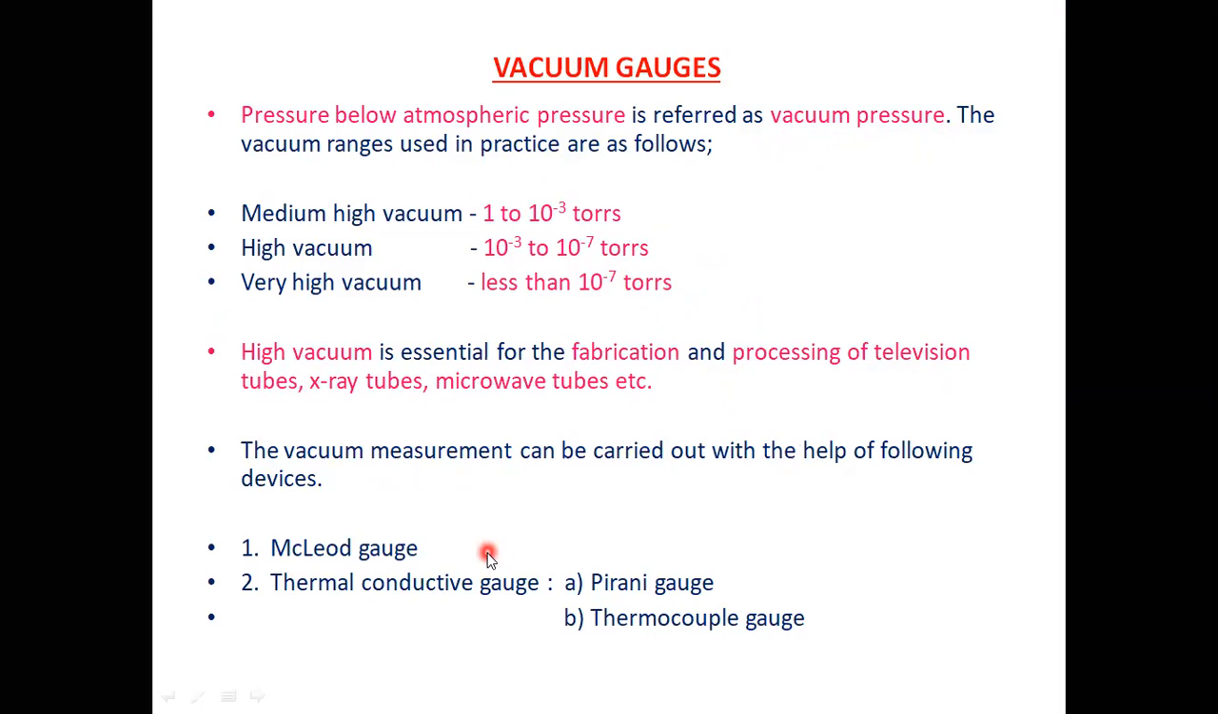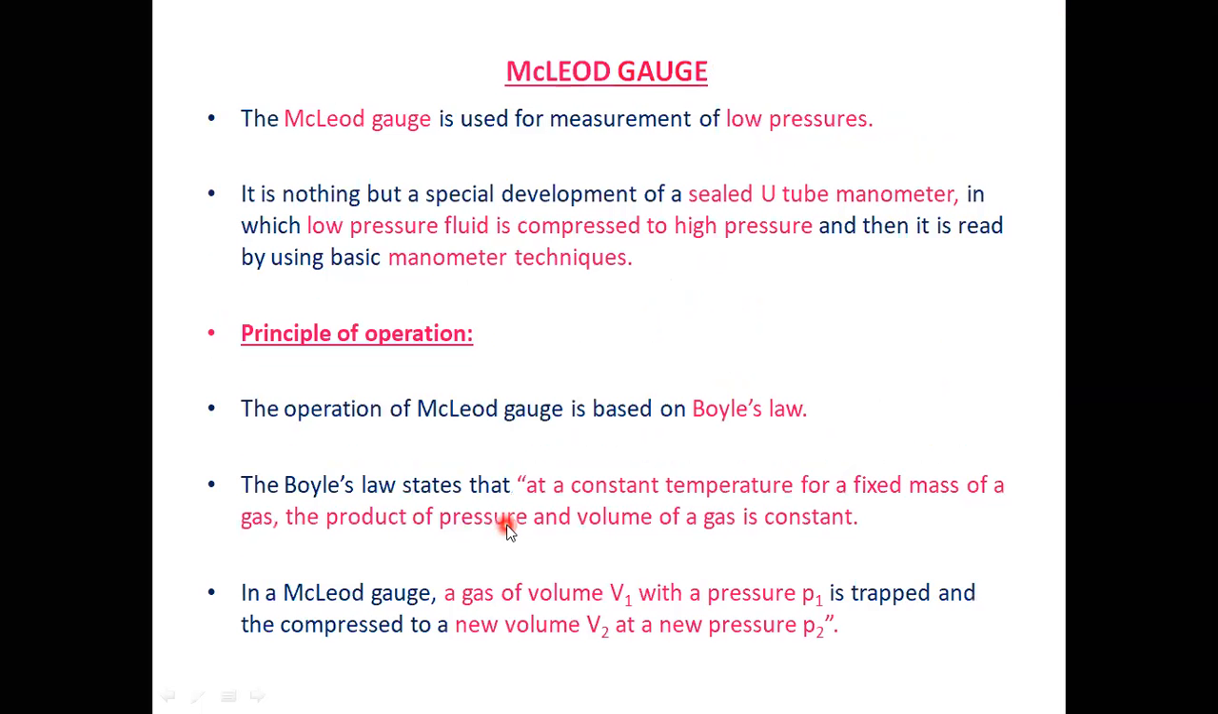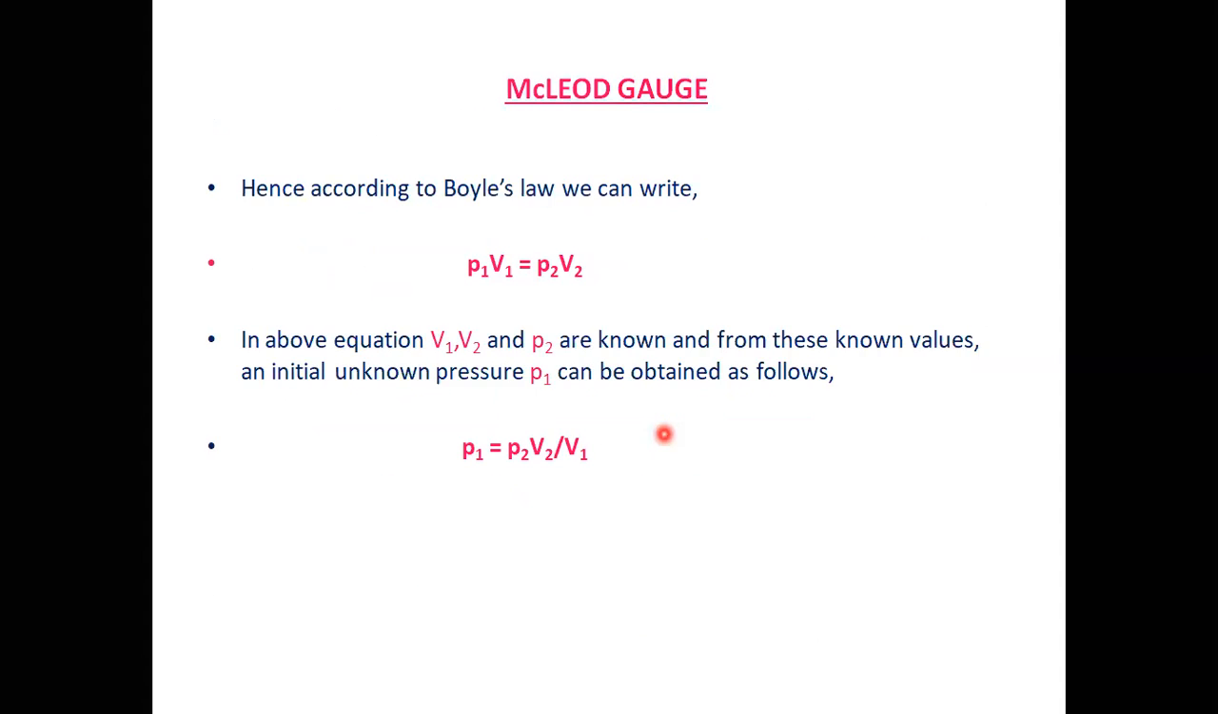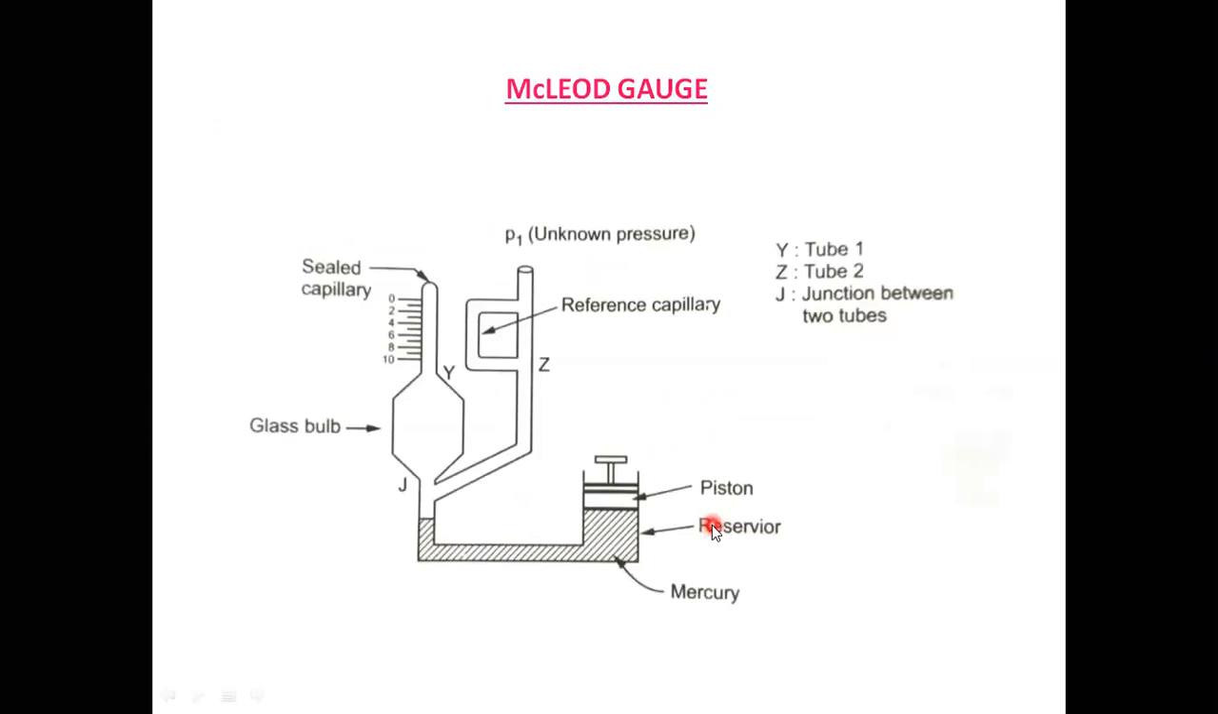First one, McLeod gauge, we have seen half of the part. The basic principle we have seen, that is Boyle's law. McLeod's operation mainly depends upon P1 V1 is equal to P2 V2, where P1 is the unknown pressure. We will see this one in the next class.